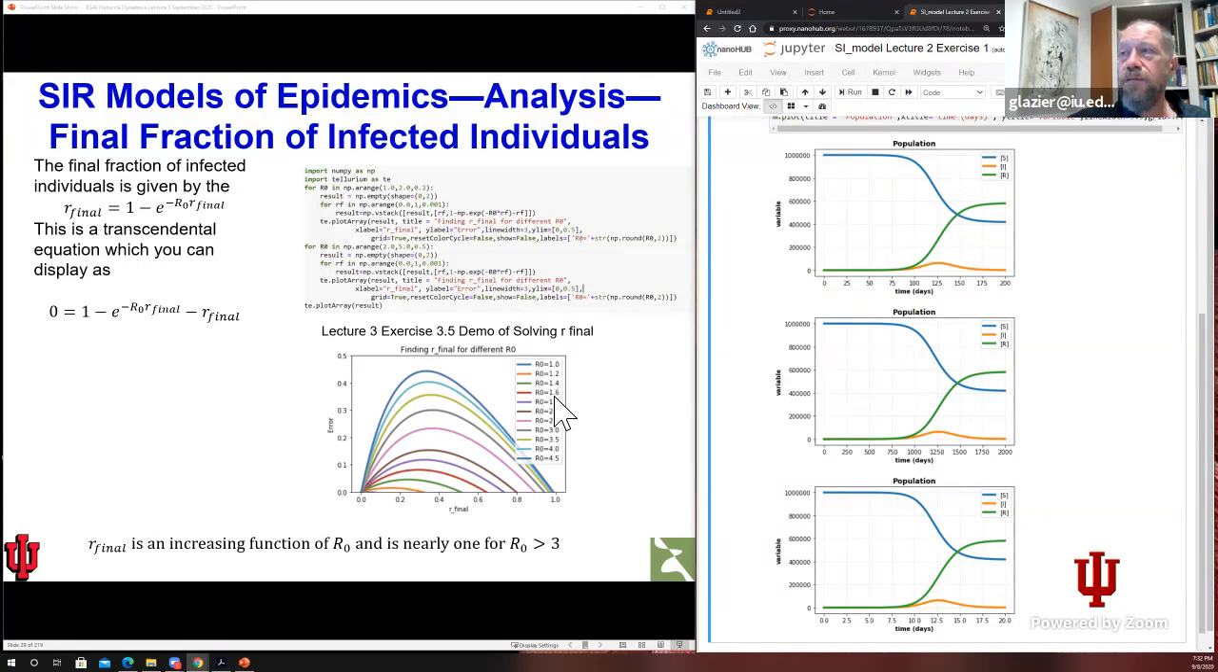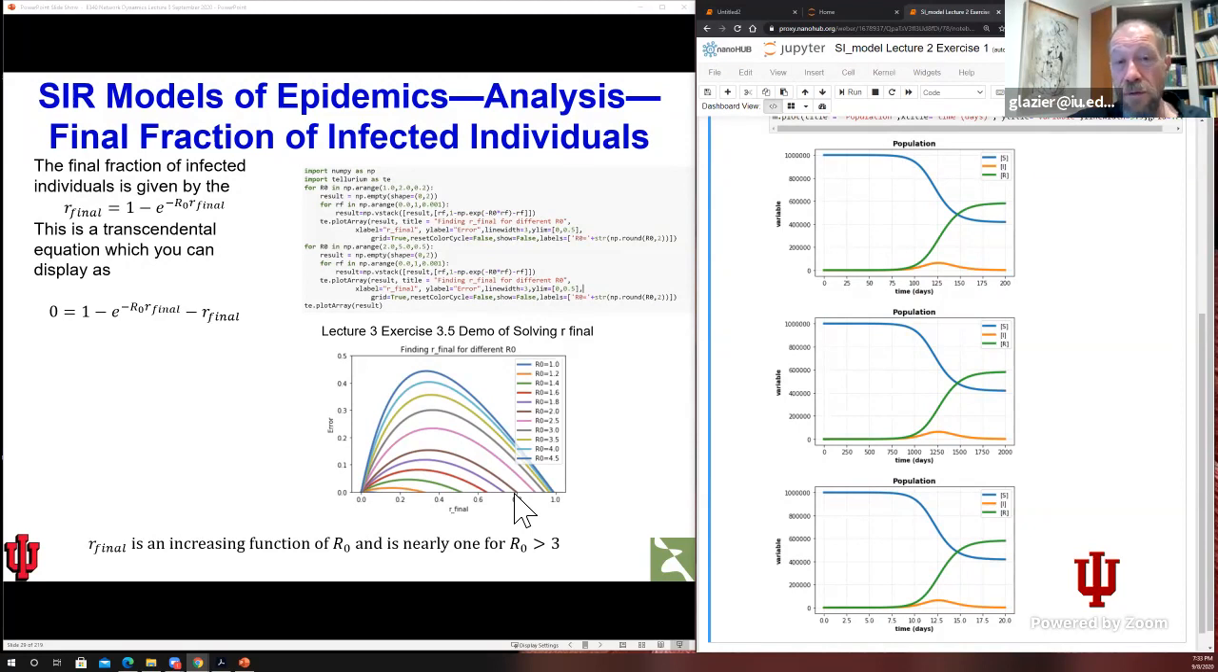If r naught is 1.4, R final is 0.5. Half the people get infected. If r naught is 1.6, 0.65, about 2/3 of the people get infected. So as you increase r naught above 1, the fraction of the population that gets infected goes up really fast. For r naught equals 2, there's 2, purple, brown, 80% of the population gets infected.